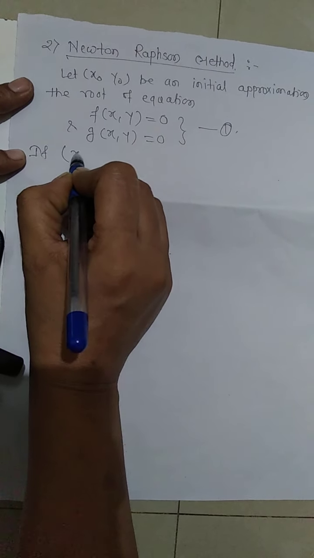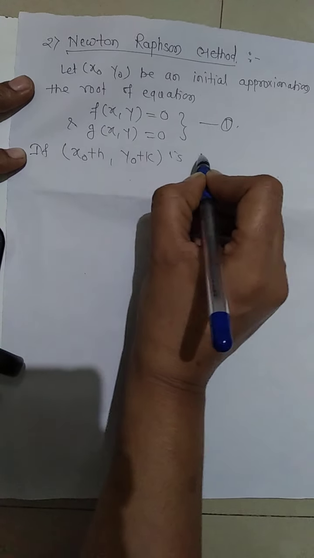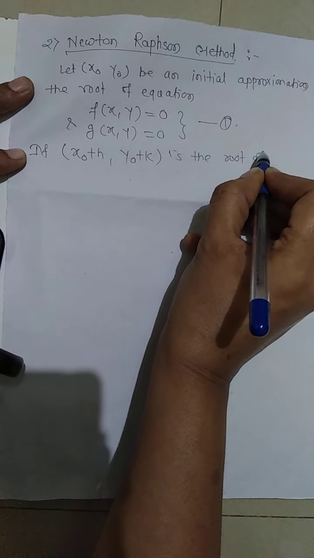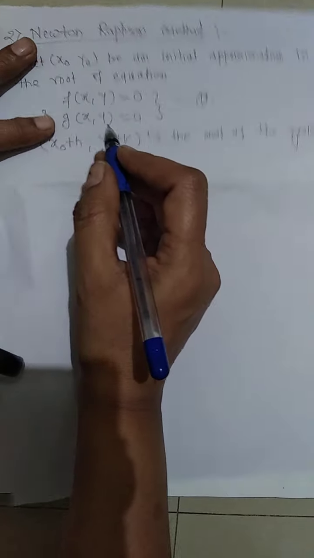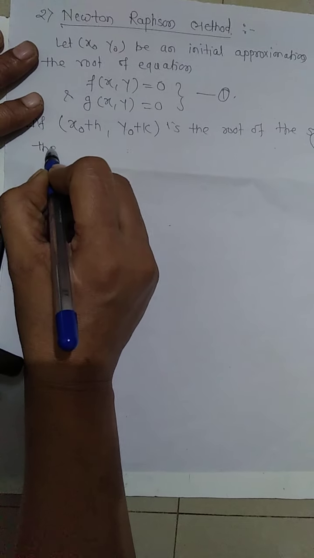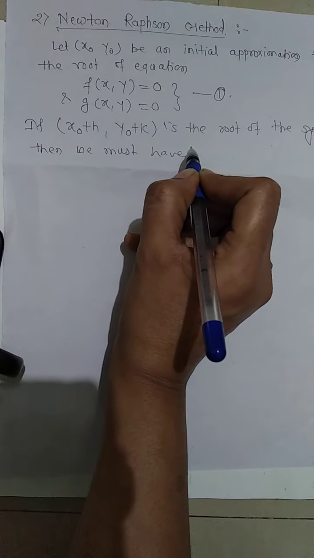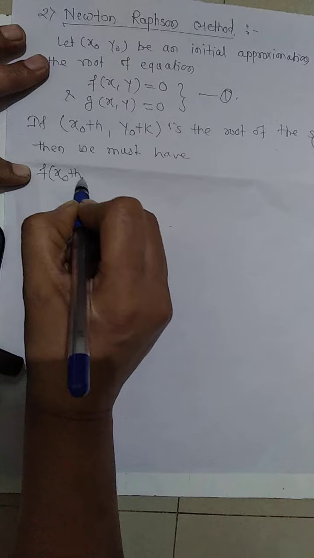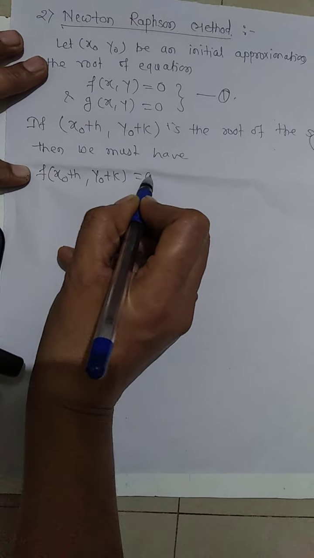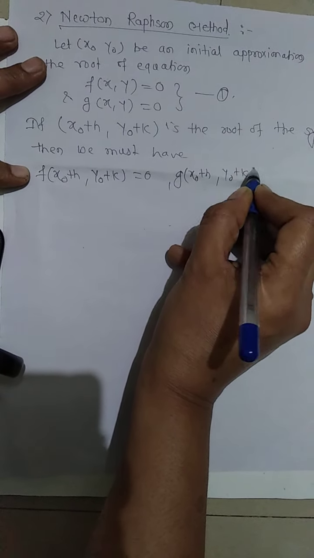If x0 plus h and y0 plus k is the root of the system, then we must have f of x0 plus h, y0 plus k is equal to 0 and g of x0 plus h and y0 plus k is equal to 0, that is equation number 2.